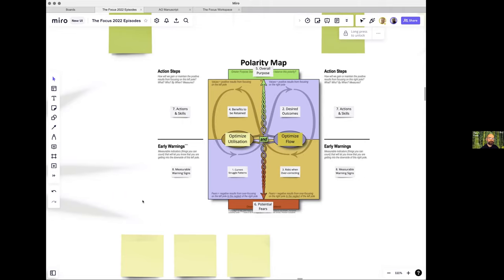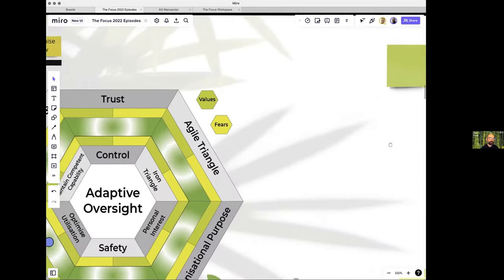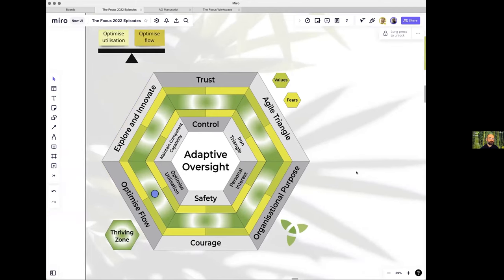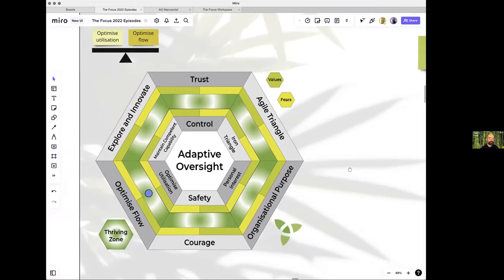Now, looking at the optimizing utilization and optimizing flow balance, we thought it good that we'll start off today with a little bit of a story. And this is something that happened to me in the real world many years ago in a contract that I was working for in the UK. I'm not going to name any names of specific organizations, but the organization was a system integrator doing some delivery work for the UK government.